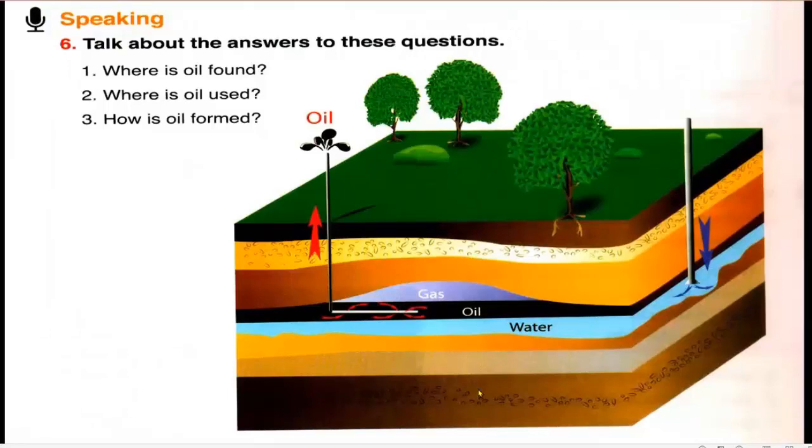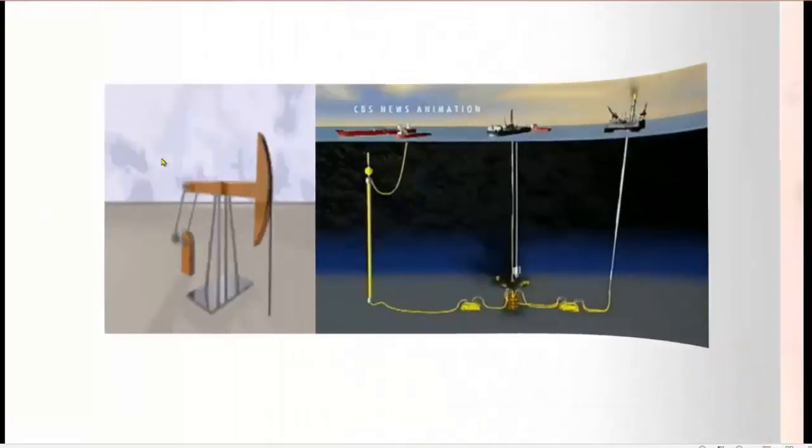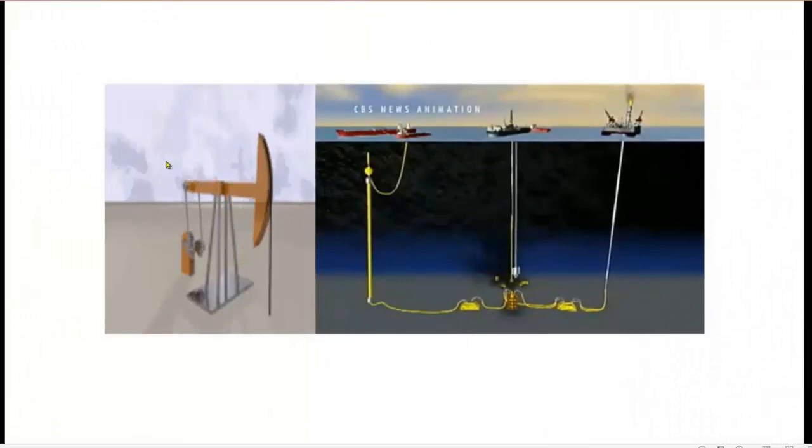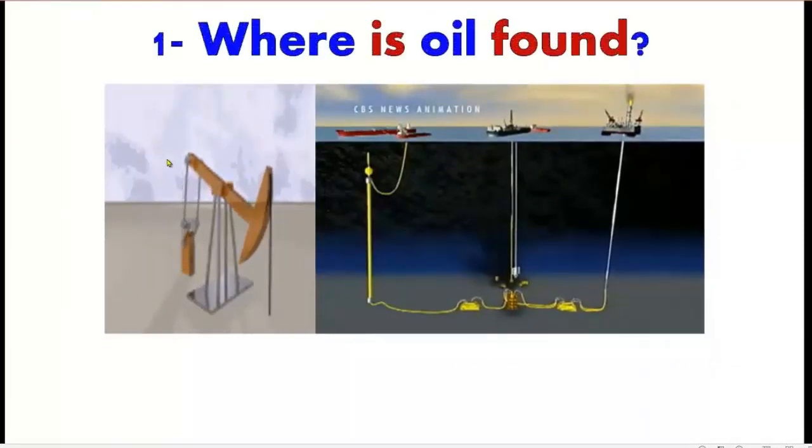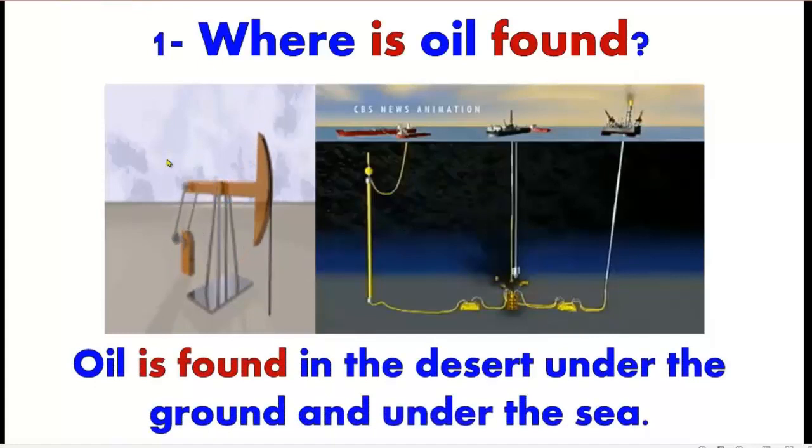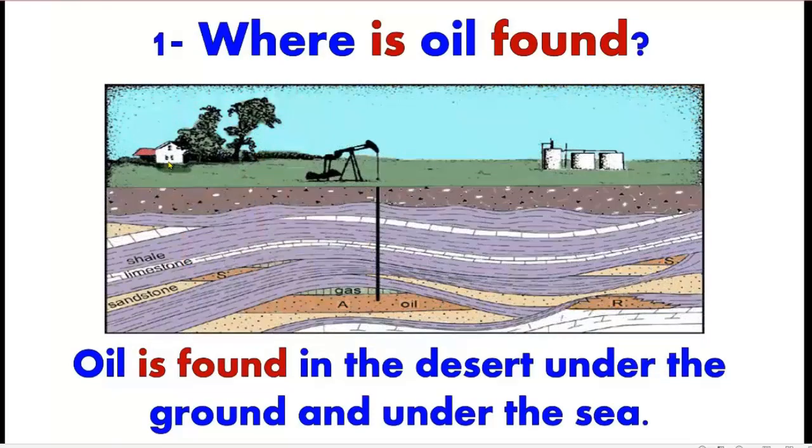Okay, now please let's go to exercise 6. Talk about the answers to these questions. Where is oil found? Where is oil used? How is oil formed? Okay. Where is oil found? Oil is found in the desert, under the ground, and under the sea.